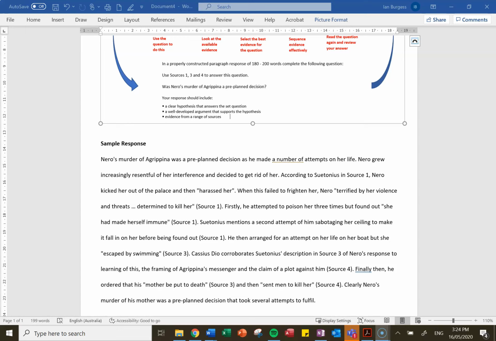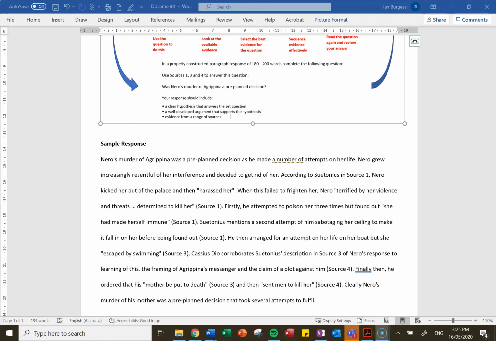Suetonius mentions a second attempt of him sabotaging her ceiling to make it fall in on her before being found out. So I'm choosing there a second attempt to underline the fact that he's doing this more than once, that it's a persistent attempt or belief that Agrippina is a threat to him.